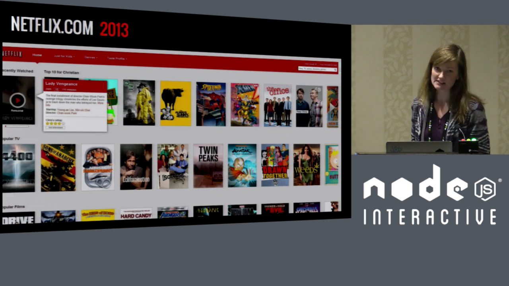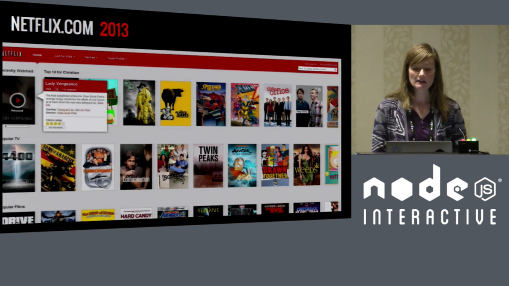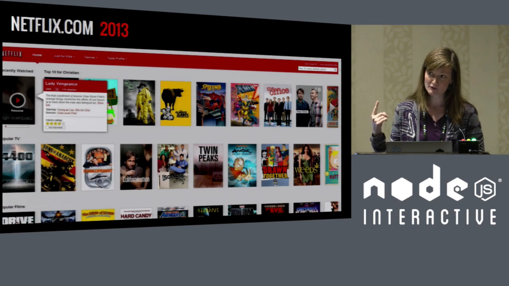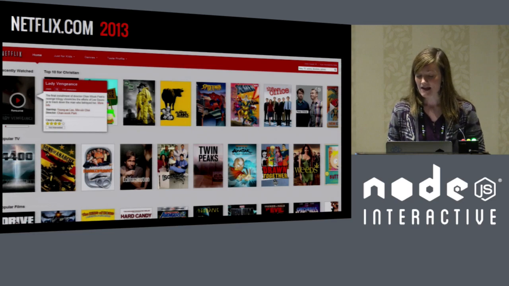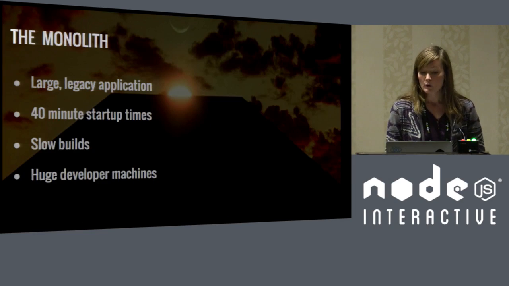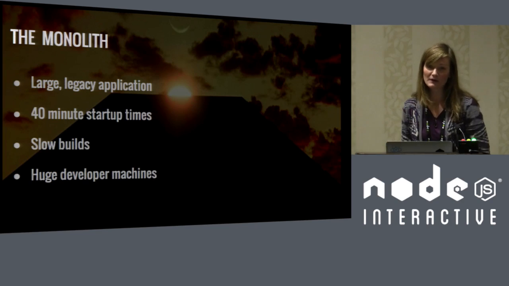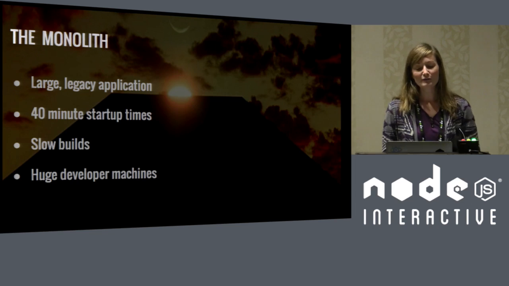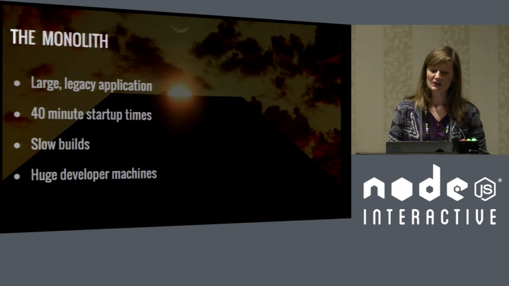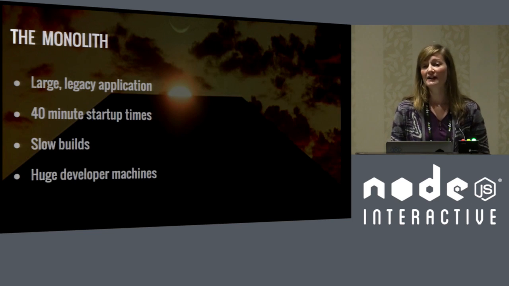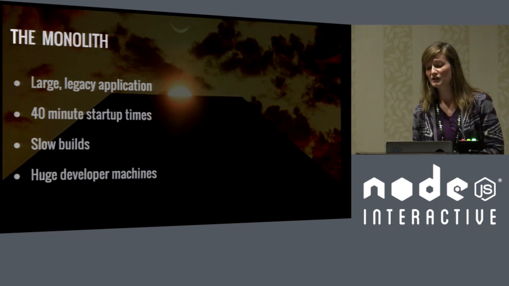So this is the Netflix.com website back in 2013. As you can see, we're still actually using our old style of vertical box art, and also we were not using Node in production. A lot of people have probably heard people talking about their monolith applications over the conference, and we were right in that same situation, running a large legacy application, extremely long startup times, really slow builds. We had to run on really huge developer machines.